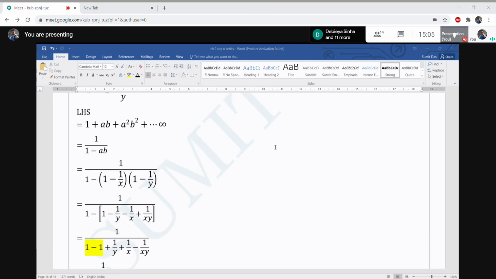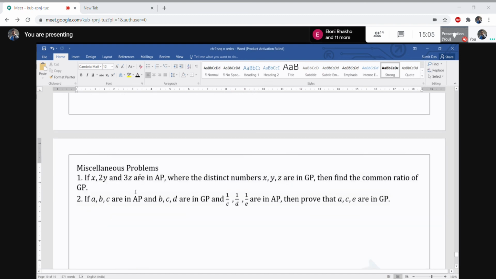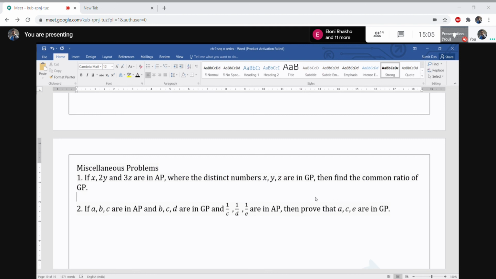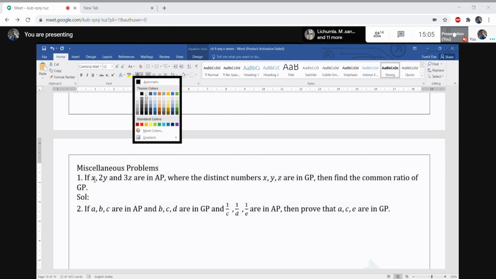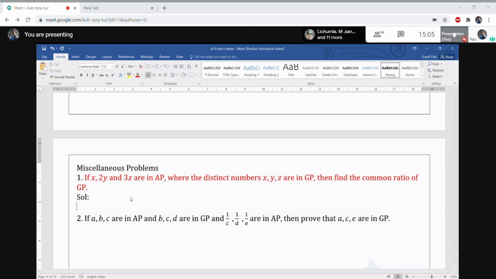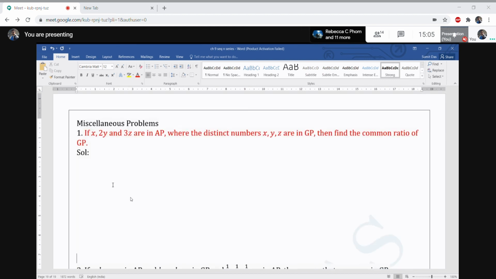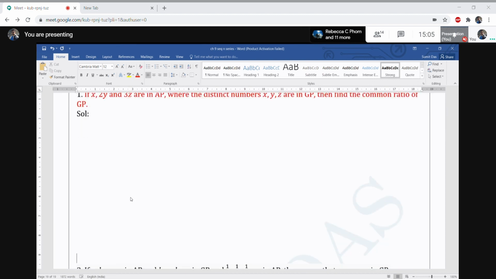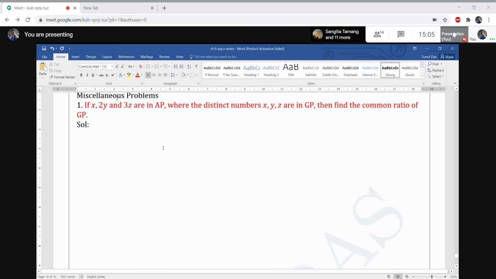I'm copying only two more miscellaneous problems. I was thinking to give you some miscellaneous problems. This is not included in the book, but still, if you can do it. So the first question is that x, 2y and 3z are in AP, where the distinct numbers x, y, z are in GP. Find the common ratio of the GP.